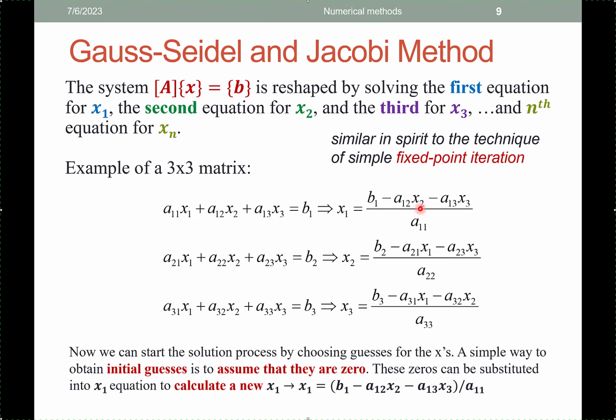So we have x1, x2, and x3, and we can have initial guesses for those. One of the simplest ways to have an initial guess is to assume that all of these variables are equal to 0. Then these zeros can be substituted into these equations to solve for the first iteration of x1, x2, and x3, and so on.